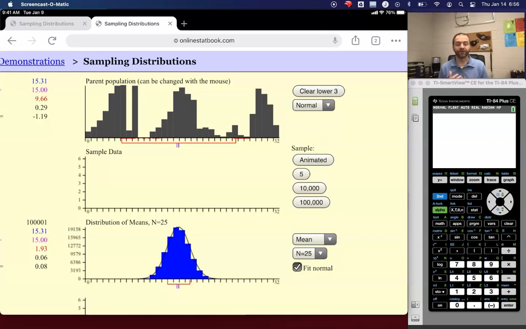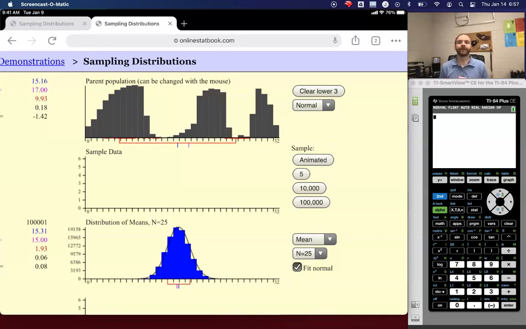And you can play around with this, and it's really easy. You just use your mouse, and you can change the shape to anything that you want. And if I clear the lower three and I hit 100,000, it's going to do it and show you, look at that, it's approximately normal no matter what the shape. So it's a really cool applet to play around with if you're bored.